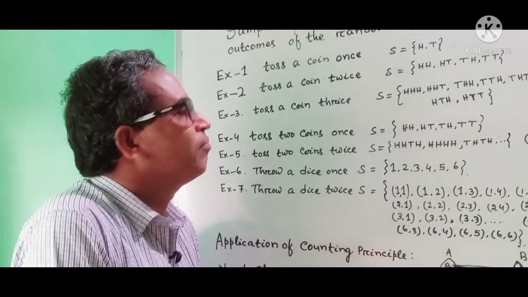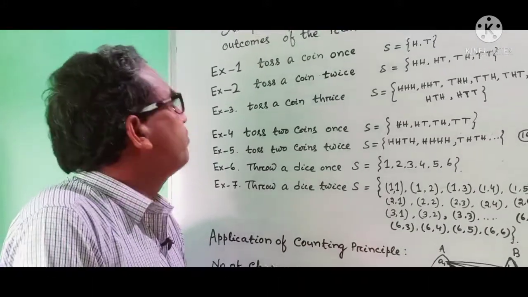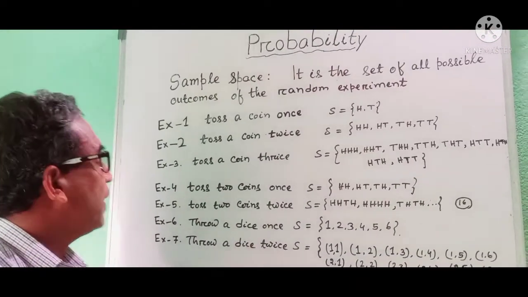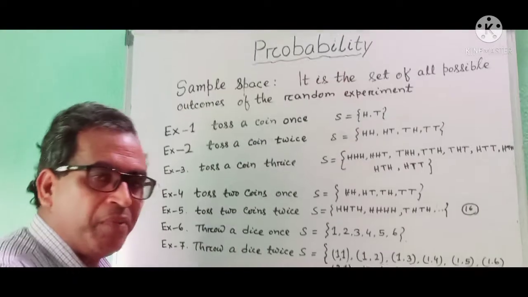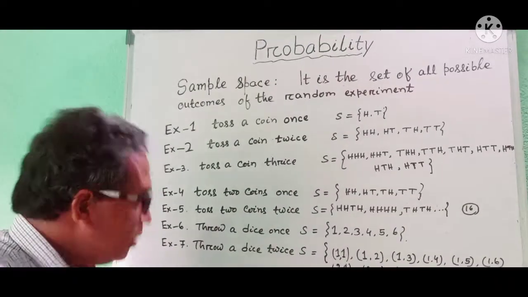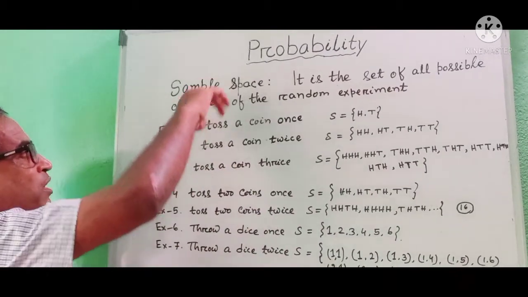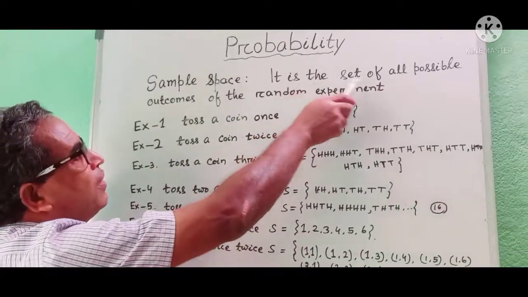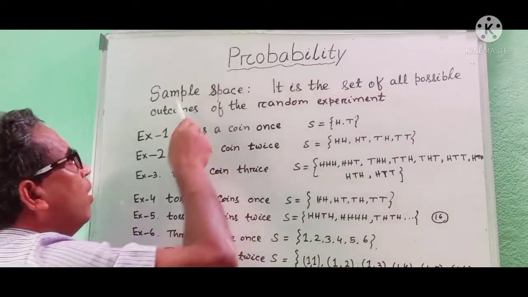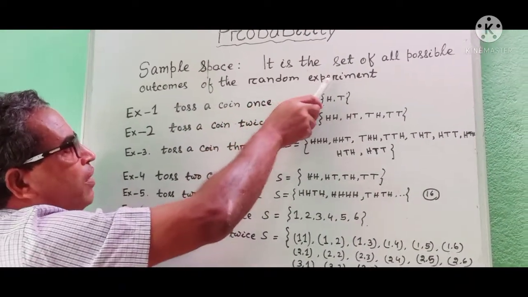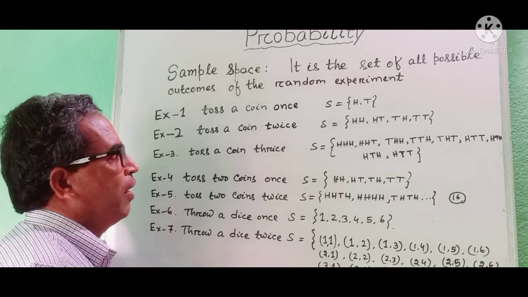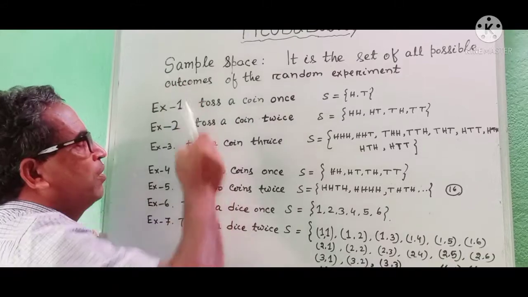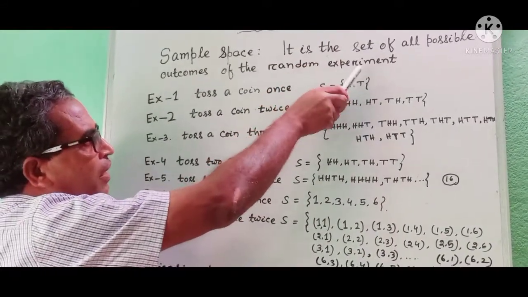Students, we will discuss sample space. Today we will discuss sample space in probability. What is the definition of sample space? It is the set of all possible outcomes of the random experiment.